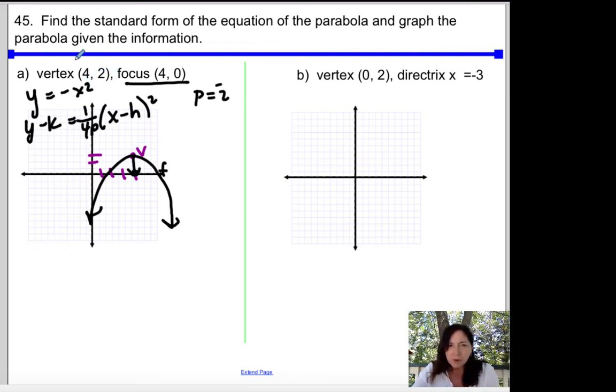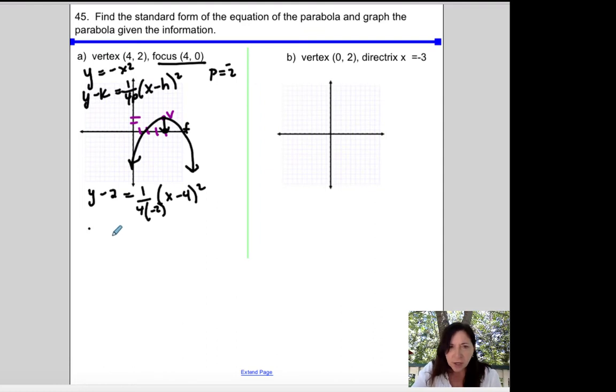So my vertex being at (4, 2), we're going to go y minus 2 equals 1 over 4 times p, which is negative 2, times the quantity x minus h. So x goes with the 4, so (x minus 4) quantity squared. So this equation right here is going to go y equals negative 1, sorry, let me fix that.